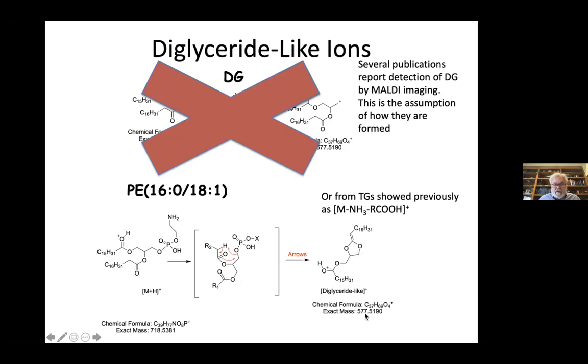So I always like to point out that you've got to be careful about how you interpret some of this data. And in particular, when you see these ions, this diglyceride ion, this could come from a diglyceride if it was an ammoniated species, but it won't come from a sodiated species.